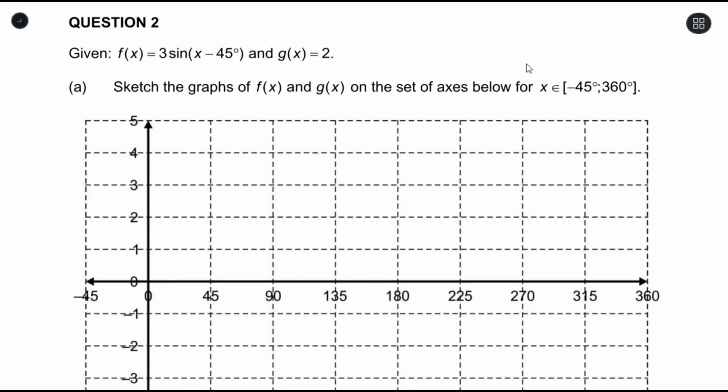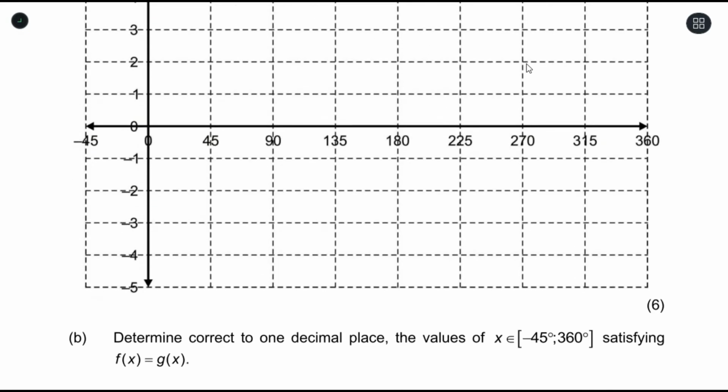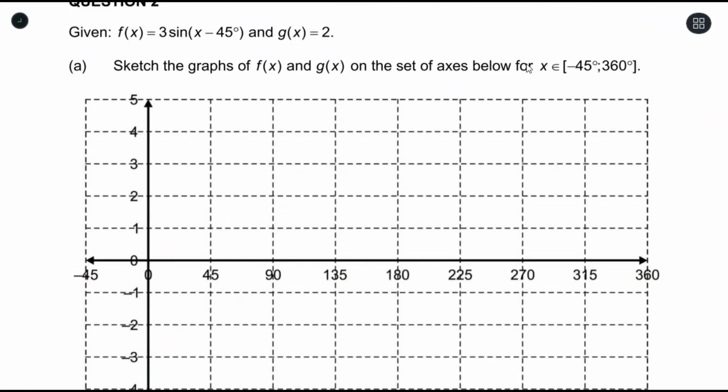So question 2. Now this question says, given that f(x) is equals to 3 sine (x minus 45) and g(x) is equals to 2, sketch the graph of f(x) and g(x) on the set of axes below, x is an element of negative 45 to 360 degrees. Okay. So I think the first thing we can draw is the g(x) because it's a very simple graph. All we just need to draw is a horizontal line passing through y is equals to 2. Okay, so this is your graph.